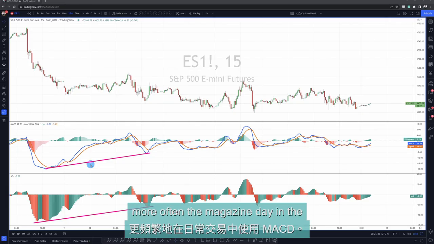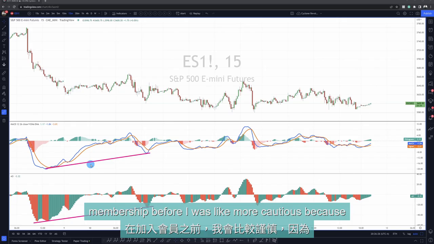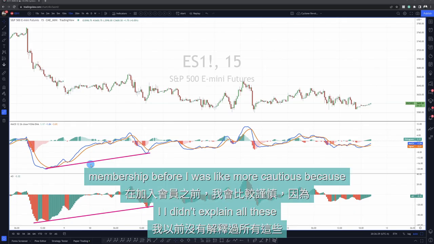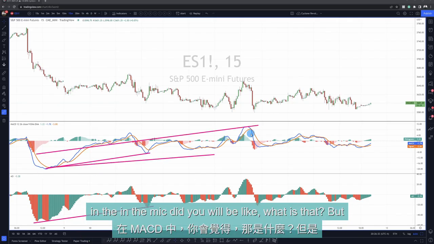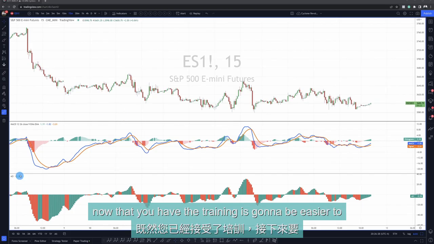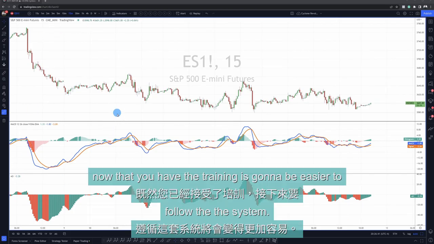Before I was more cautious because I didn't explain all these setups before, so it would be extremely confusing in the membership if I started adding lines here and drawing things on the MACD. You would be like, what is that? But now that you have the training, it's going to be easier to follow the system.